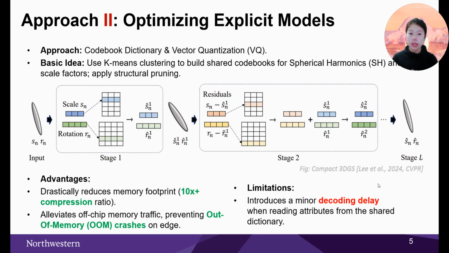Another complementary technique is structural pruning. For example, methods like light Gaussian compute global significance metrics and remove Gaussian primitives that contribute very little to the final image. Many Gaussians may have near zero opacity, meaning they barely affect the rendering result. By safely removing these redundant primitives, we can further reduce both memory consumption and sorting overhead on mobile GPUs.